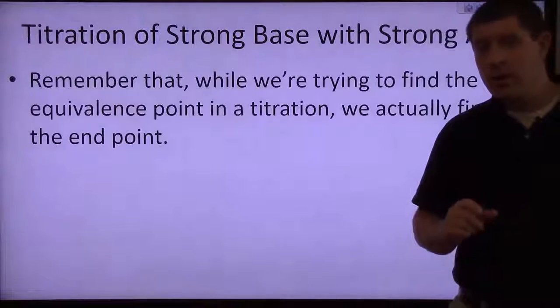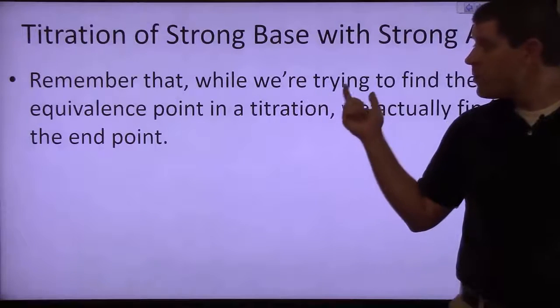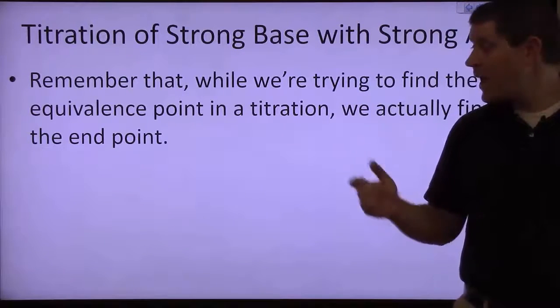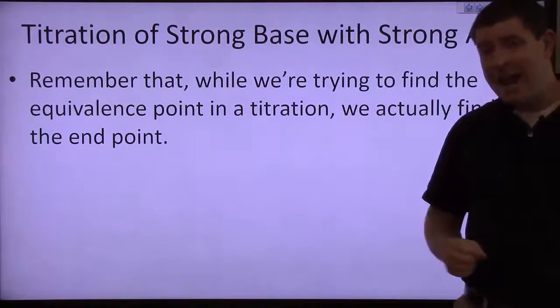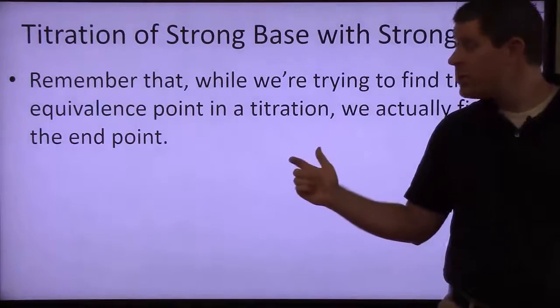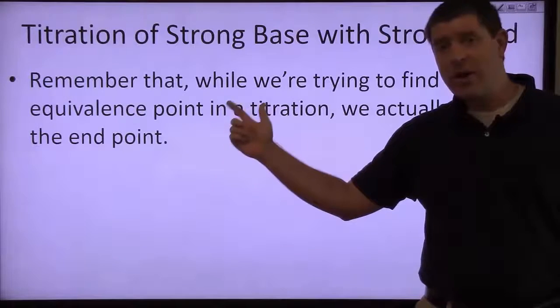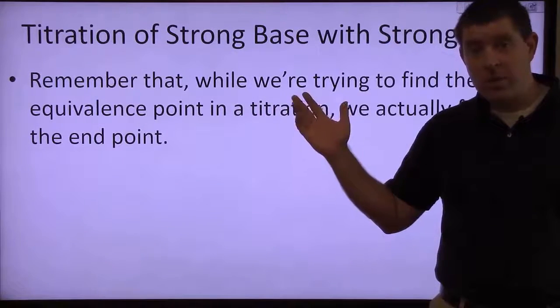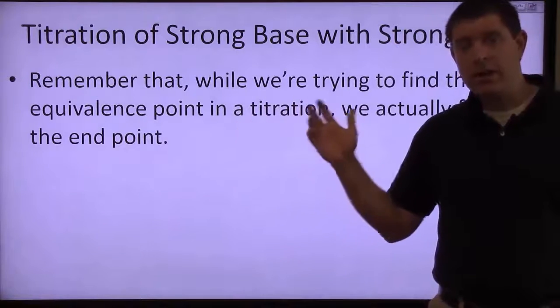Now, one thing you need to keep in mind here is that while we're trying to find the equivalence point during our titration, that's not what we actually determine. During our titration, we actually are determining the end point. So remember, the difference between these two is that at the equivalence point, we have added exactly equal quantities of our two reactants. For an acid-base reaction, that's going to be equal quantities of acid and base.